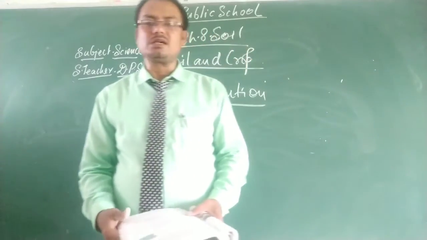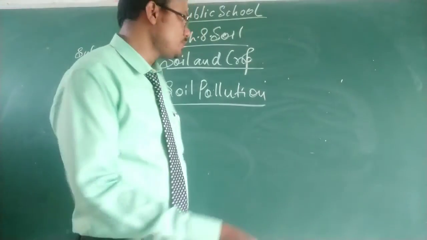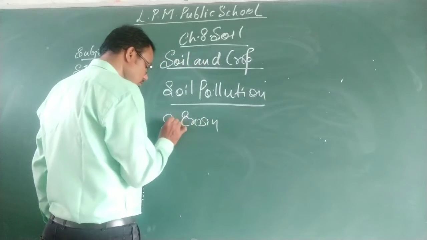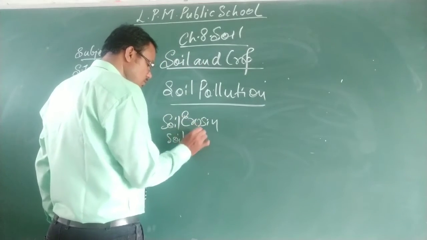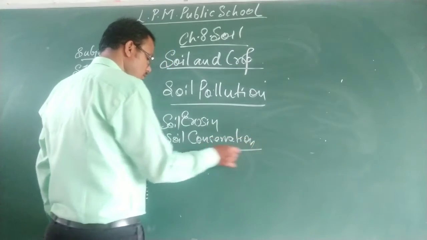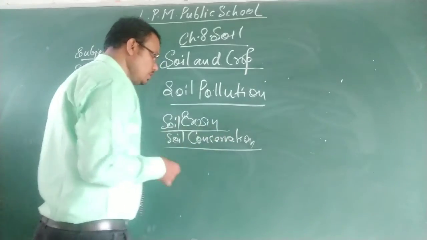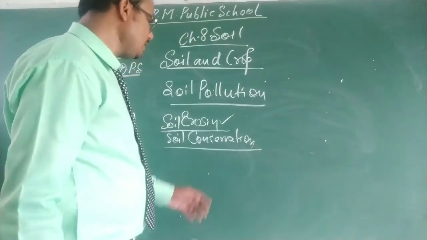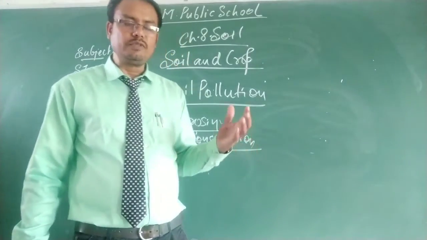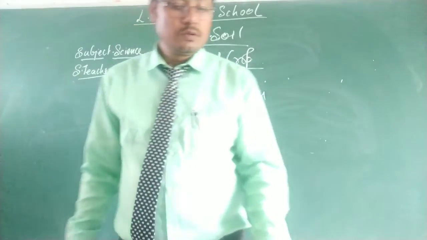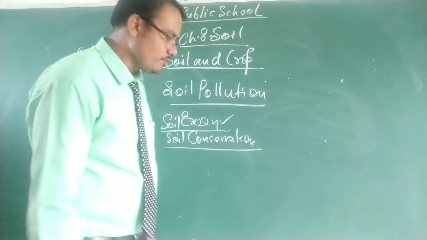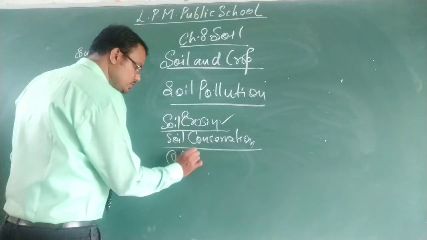Now students, next is soil conservation. I explained soil erosion just now. What is soil conservation? We have to stop the misuse of waste material. That is soil conservation. For soil conservation, we have to do afforestation. We have to plant more and more trees. Afforestation.